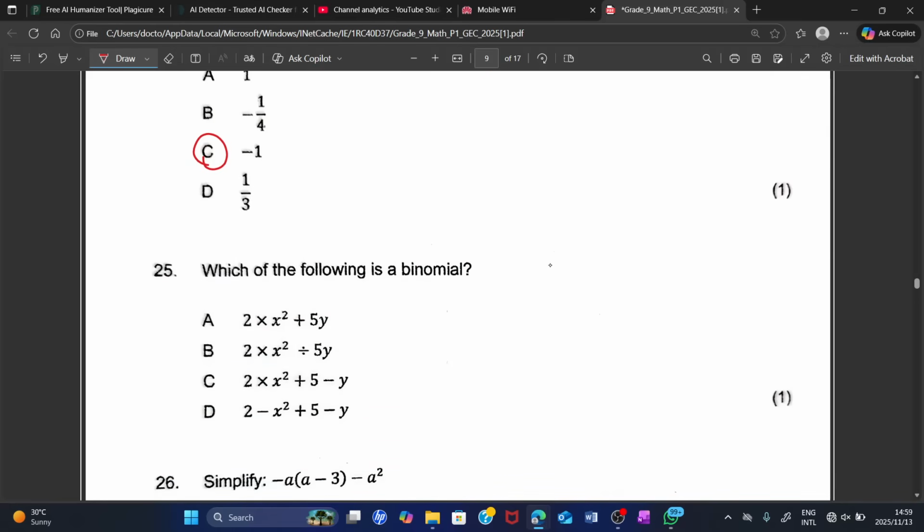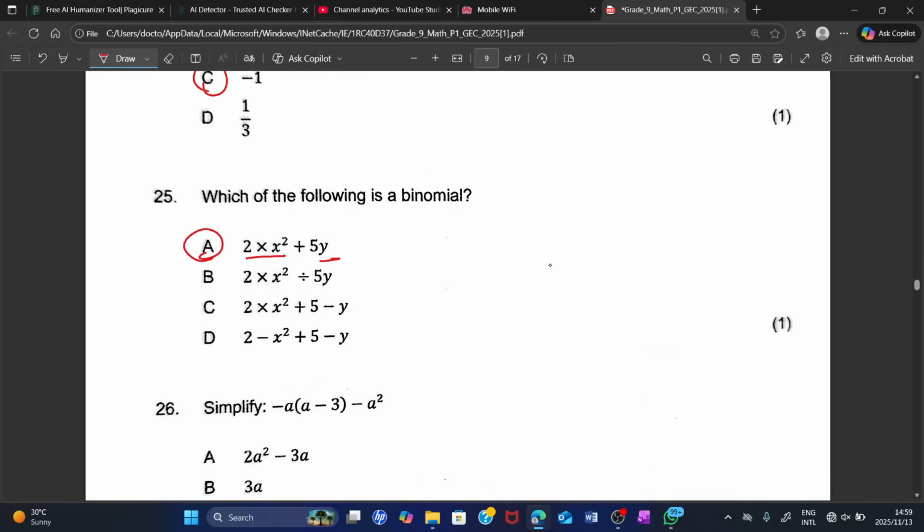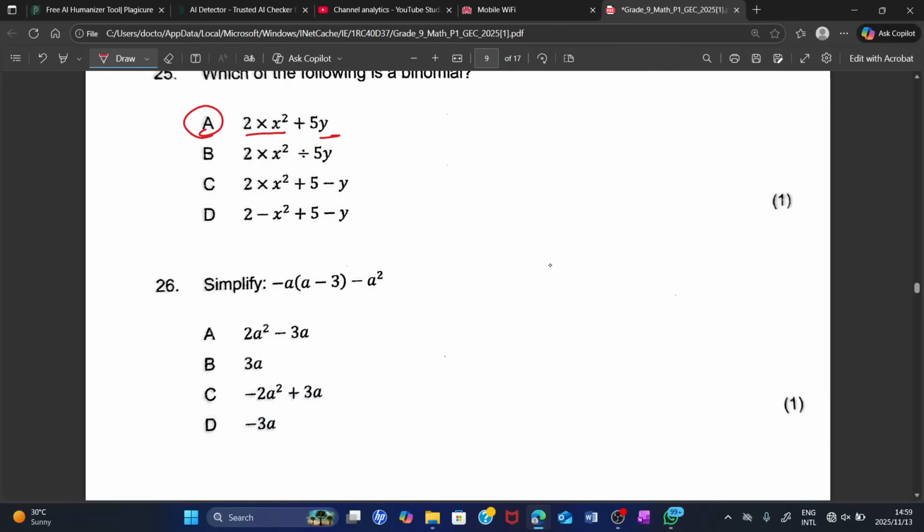Which of the following is a binomial? Okay, a binomial is separated by an addition or subtraction. Let's see, binomial. This is, yeah, so the answer is A. It's 2 terms, this one and this one. Here's 1 term, 1, 2, 3, 1, 2, 3. Okay. All right, let's go to question 26.